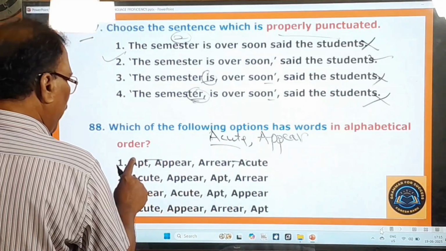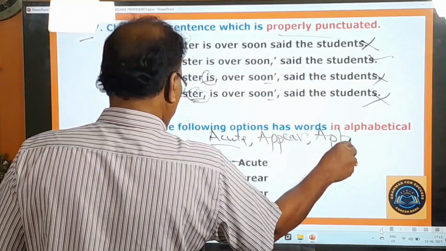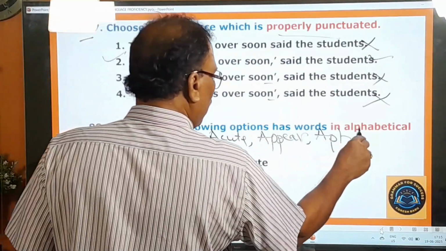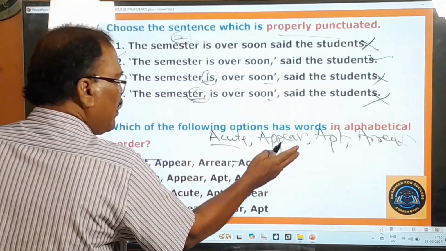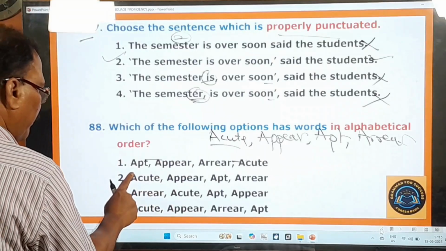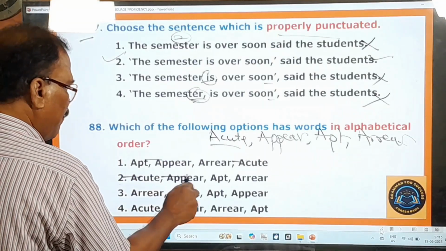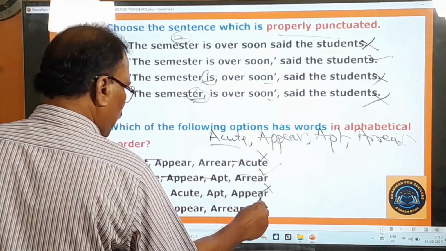So after AP, T should be used. Apt. Area. So acute, appear, apt, area. That should be the order. Where is that acute, appear, apt, area? The second one is the right one. Not the first one, not the third one, not the fourth one.